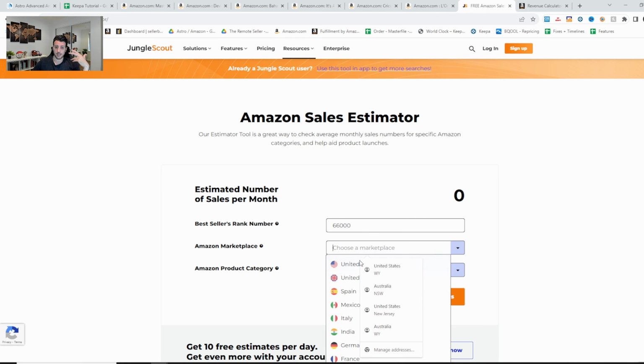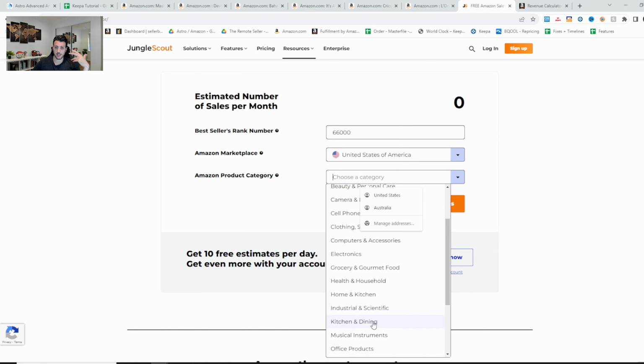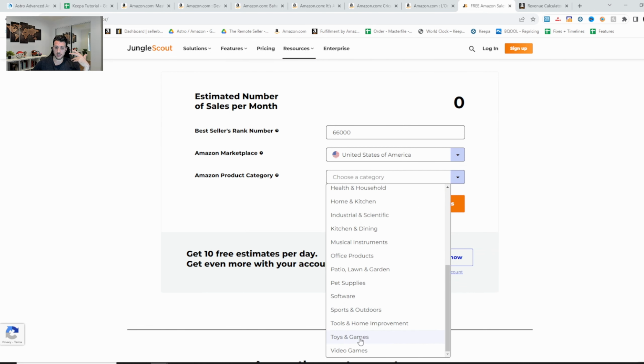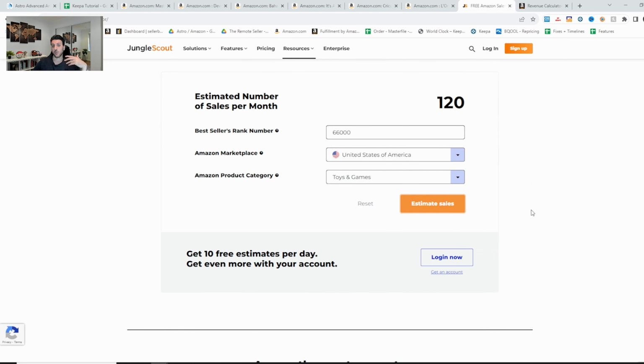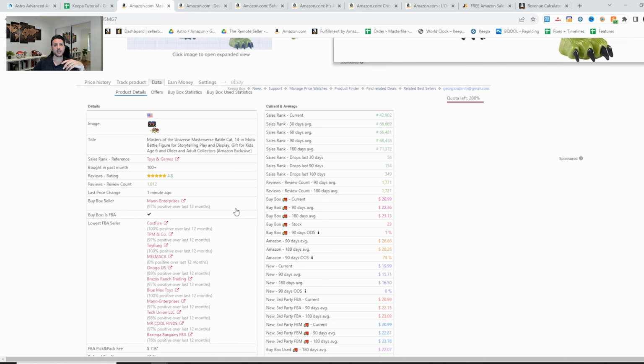Choose the marketplace, it's United States, and the category is toys and video games. We will get 120 sales. So that's kind of in line with the Keepa chart. Now, I suggest you look at both to get an understanding, because sometimes there's a huge discrepancy between the bought in the past on the Keepa chart and the sales estimator that Jungle Scout gives you. But I suggest you do a mixture of both to get an understanding of what's realistic in each case.